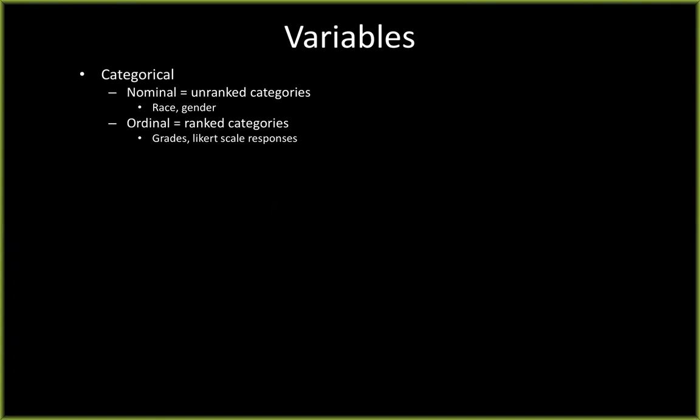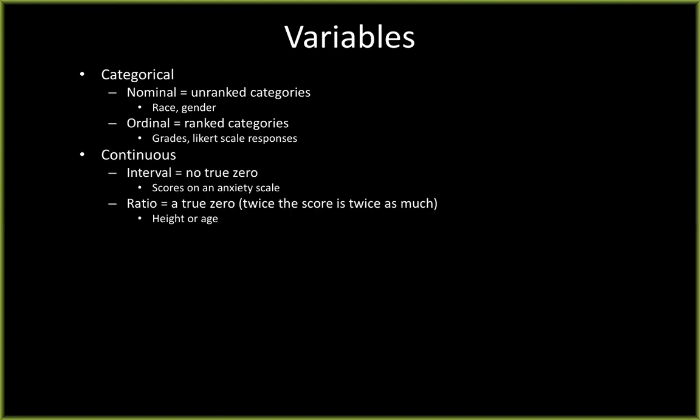So categorical variables, I'll often talk about categorical versus continuous. Categorical typically includes both nominal and ordinal kinds of variables. So it could be things like grades, individual items that are Likert scale response options. And then nominal are these unranked categories, like race or gender, where the number doesn't necessarily mean anything. The ordering of those groups doesn't have any inherent numerical information or value.